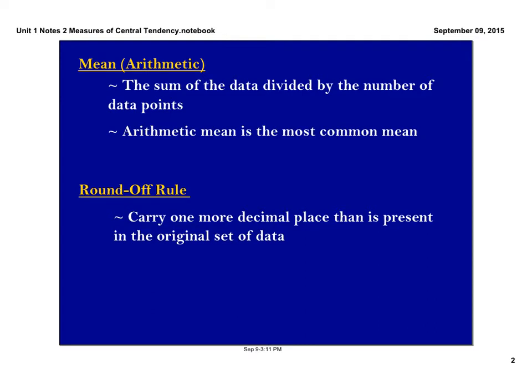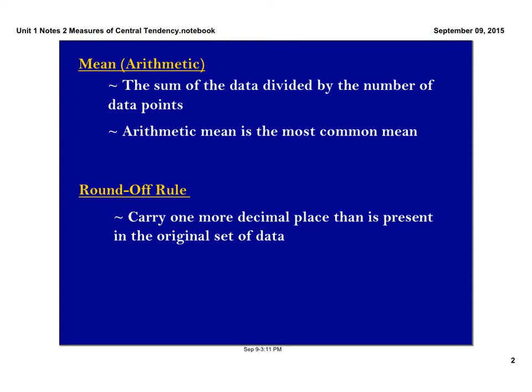One thing that we want to get in the habit of doing in statistics is using the round-off rule. When we use the round-off rule, we look at our data set, and then when we calculate our statistics, so if I'm calculating the mean, I'm going to round my mean one decimal place beyond whatever my data set was. So if my data was all whole numbers, then I'm going to round my mean to the nearest tenths place.